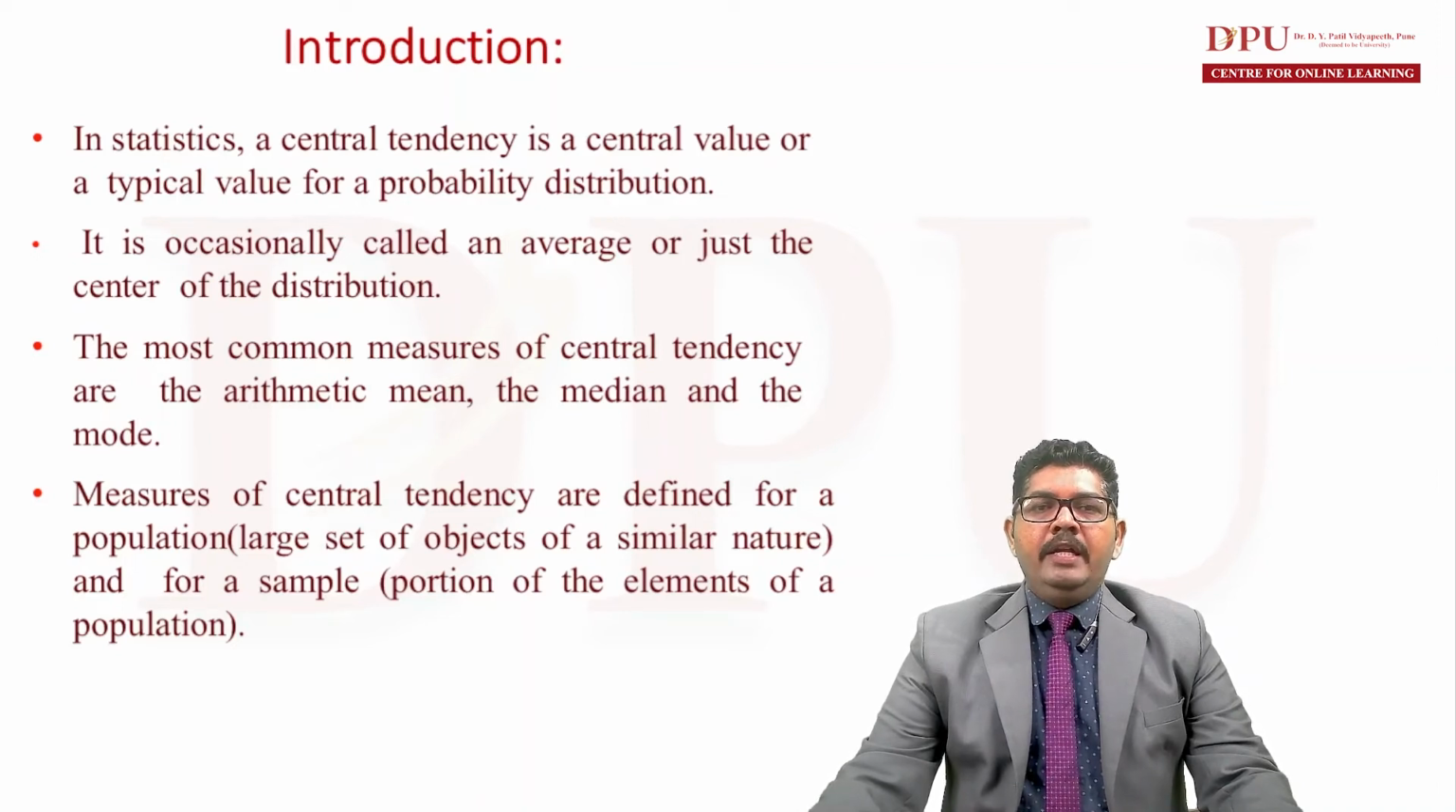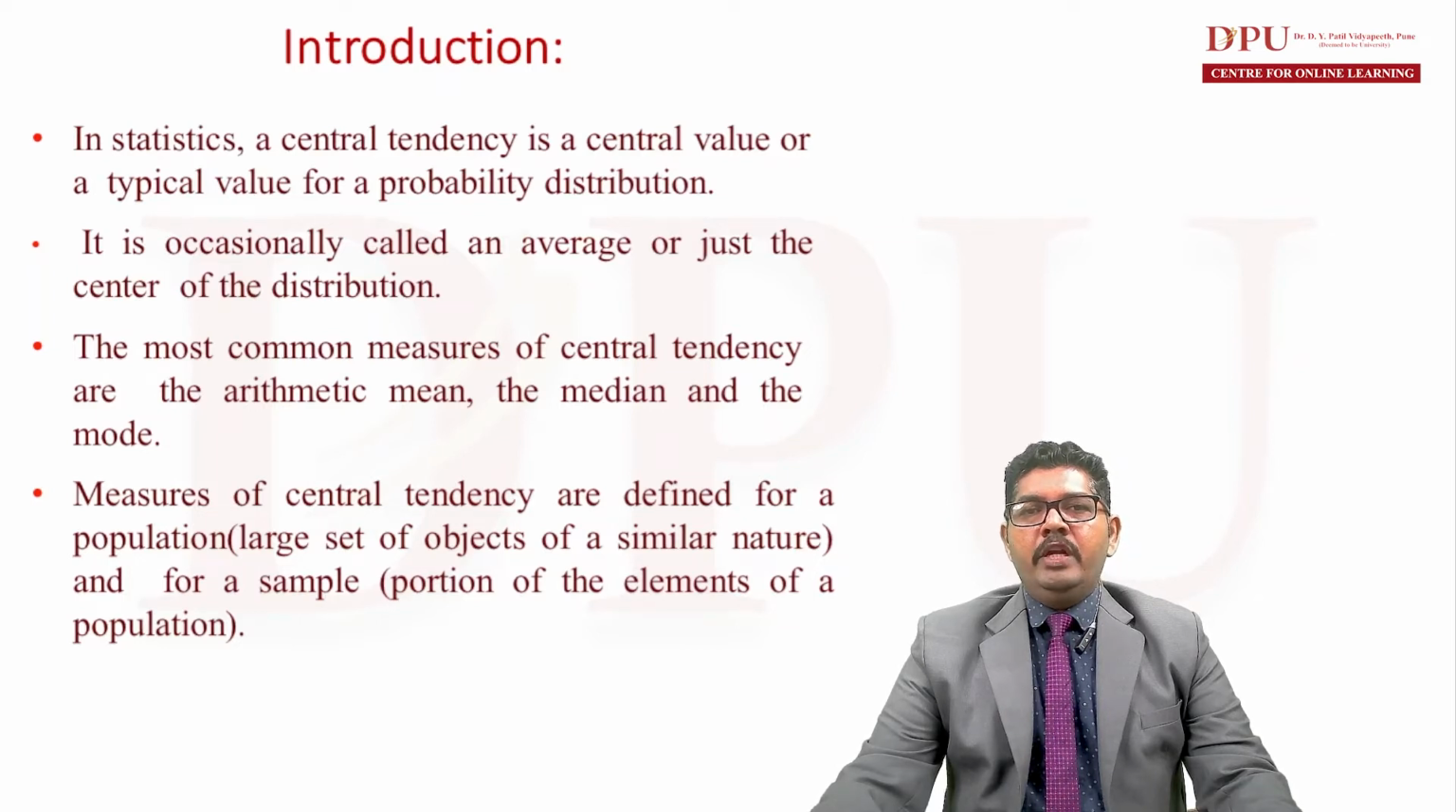Introduction. In statistics, a central tendency is a central value or a typical value for a probability distribution. Now let us keep aside probability distribution for some time, because presently we haven't studied it. But what we can understand from this sentence is that central tendency is the central value of the numerical distribution or numerical data. It is occasionally called an average or just the center of distribution.